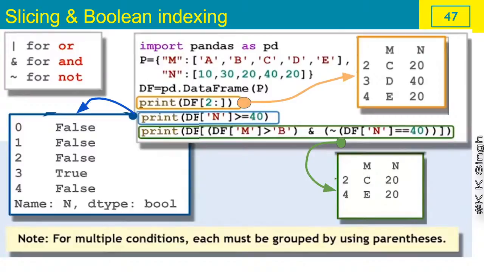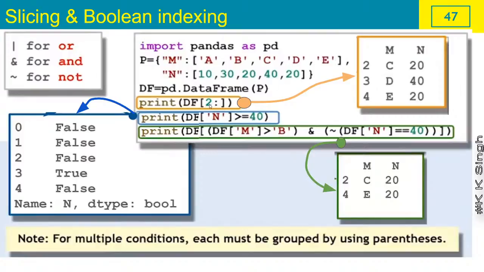So here we have taken two columns, m and n. So a b c d e, this is the first column, and corresponding to this column there are five values: 10, 30, 20, 40, and 20. And using this we have created the data frame. df is equal to pd dot DataFrame. When you print it, print df2, index 0, 1, 2, 3 and 4.